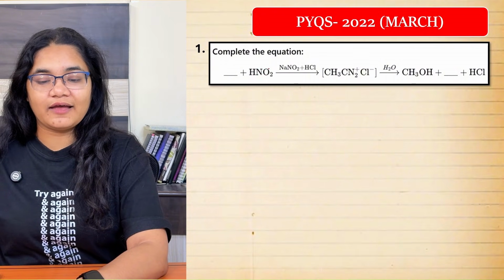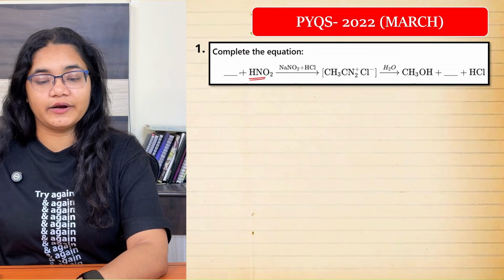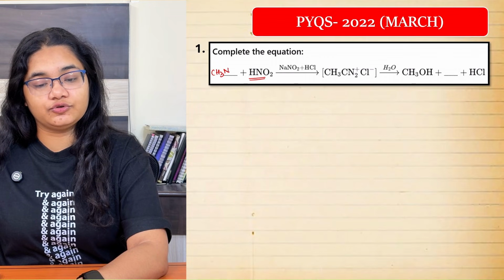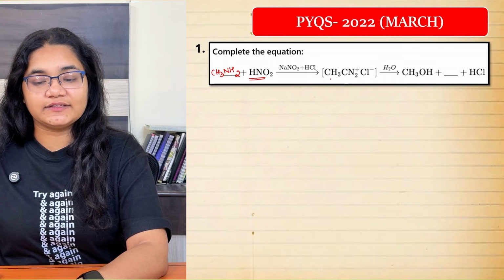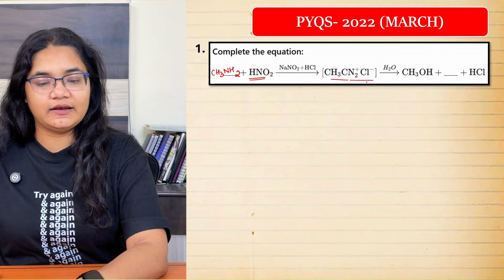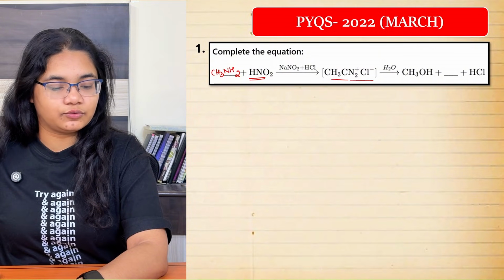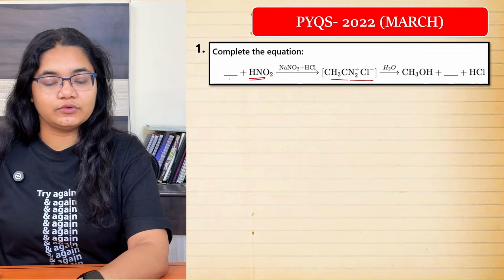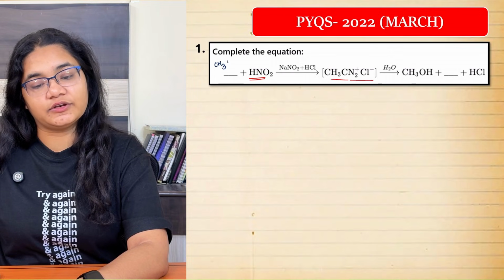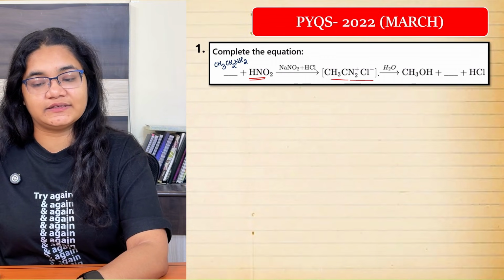You have here an amine group treated with HNO2. If I treat CH3NH2 with nitrous acid, I'll get CH3N2+ and Cl-. You have to check here that there are two carbons, so this one has to be your two-carbon compound, not one carbon. So this one will be CH3CH2NH2. Now when this one is treated, you will get CH3CH2N2+ Cl-.